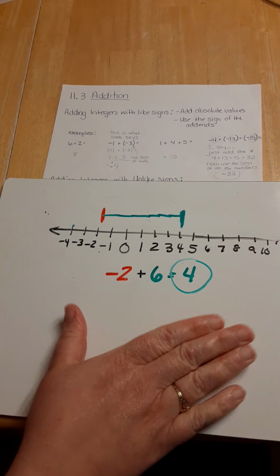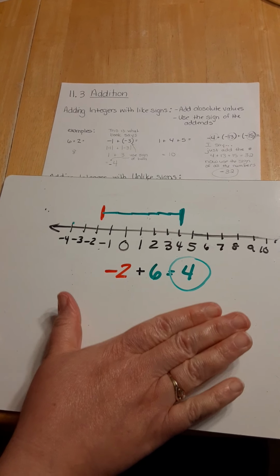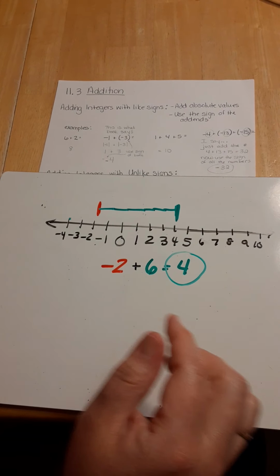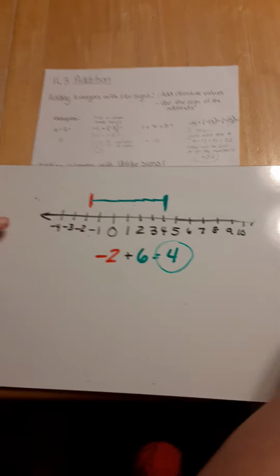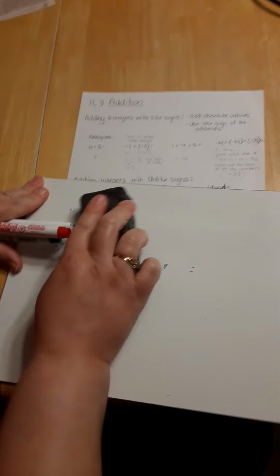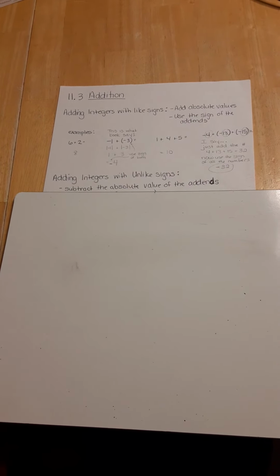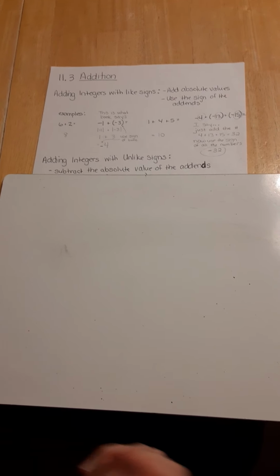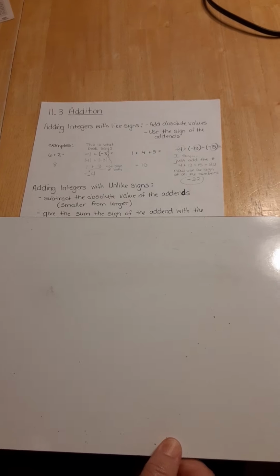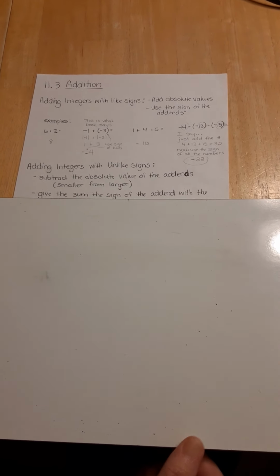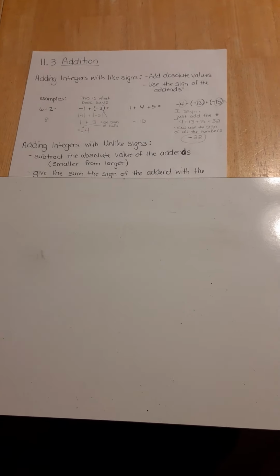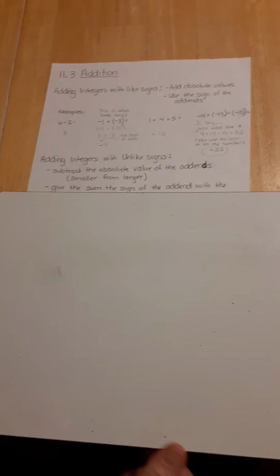Okay, so number lines are a great way for us to visualize and see what's going on when I add positive and negatives. But that takes a while, having to draw out number lines and go back and forth. There is an easier way to help us solve these problems. Your book says, subtract the absolute value of the addends, and then when you're done, give the sum the sign of the addend with the larger absolute value. That's really wordy. That gets kind of complicated.